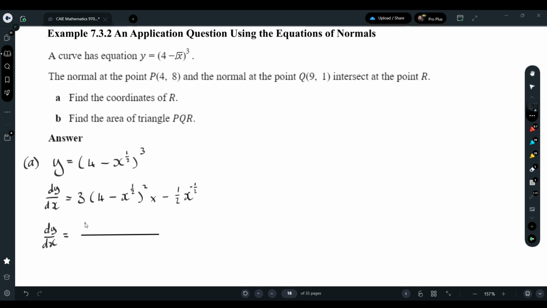In our numerator, we're going to have 3 times (4 minus root x) squared. I've changed that x to the half back to be written in the form of root x. It's timesing a negative, so we're actually going to have a minus in front here. And in our denominator, we're going to have 2 root x. So that x to the power of negative half is the same as a root x being in the denominator. That negative half places the root x in the denominator. So this now is our differentiated expression.